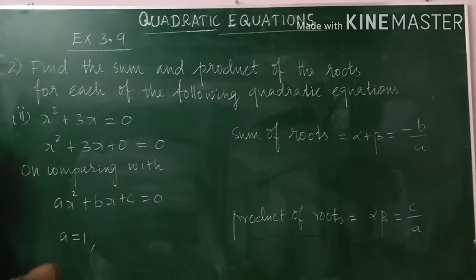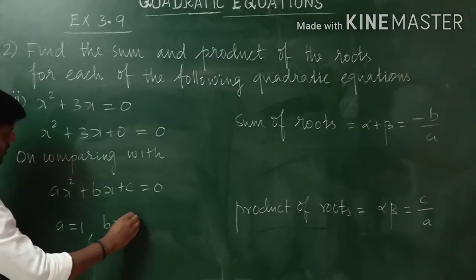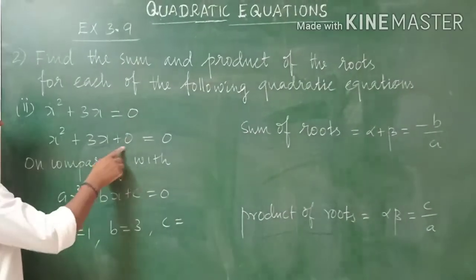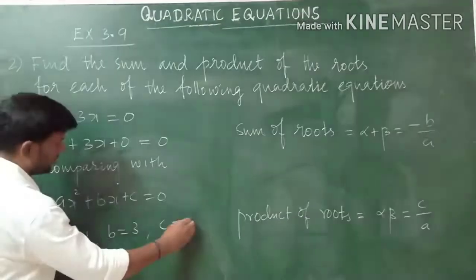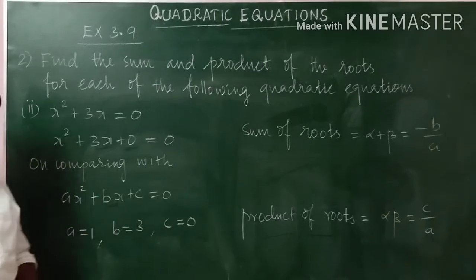Here a is what? 1. And b is what? Coefficient of x. Here the coefficient of x is 3. So b is 3, and the constant term c. In the given polynomial, the constant term c is what? 0. So a is equal to 1, b is equal to 3, c is equal to 0.